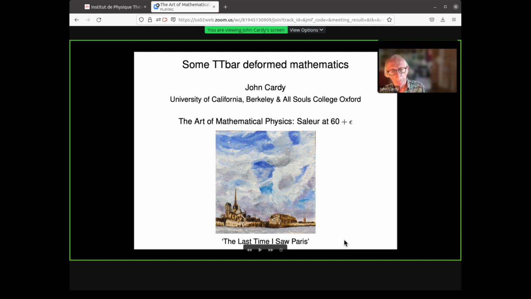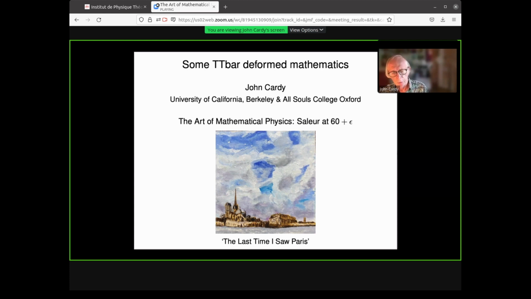painted this picture from a photograph I took in 2010 or something. And so I'm afraid that Paris has changed a little bit for the worse since then. And I entitled it the last time I saw Paris. And I sincerely hope I will be able to see it again before too long.